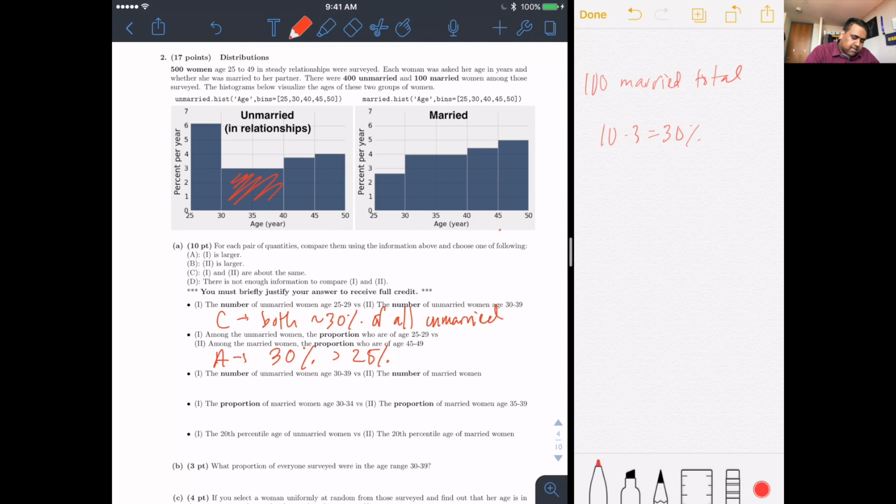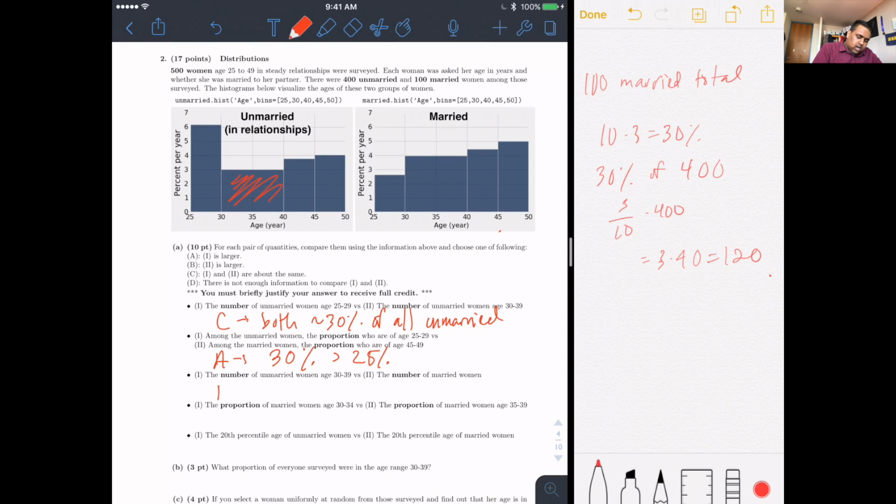But looking at the proportion is not enough because we want the number. So we want 30% of the total number of unmarried women, which is 400. So that gives us 3 out of 10 times 400, which is equal to 3 times 40, which is 120. So that means there's 120 unmarried women between 30 and 39, and there's 100 married women total. So which number is larger? Again, that's A, because 120 is larger than 100.